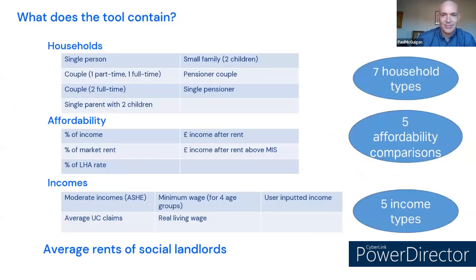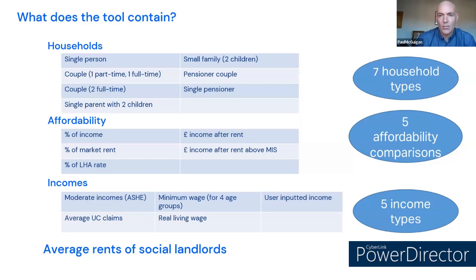So what does the tool contain? And this was the complexity in what we were trying to do in terms of making it something that would work for landlords. So we came up with 7 household types. So, we tried to think about who's living in your homes. We then looked at 5 affordability comparisons. So if they have a certain amount of rent in their pocket, a certain amount of income in their pocket, what is going to be affordable?